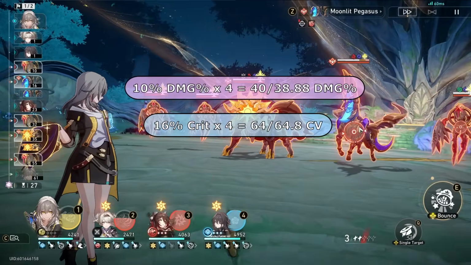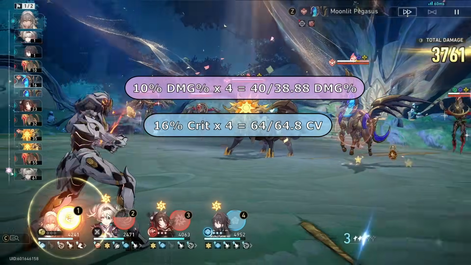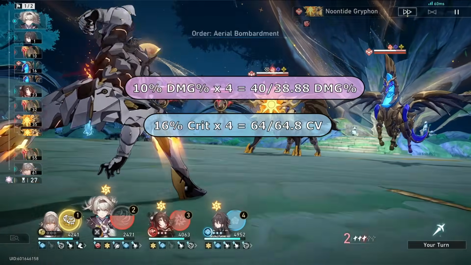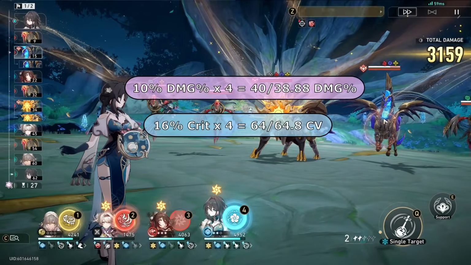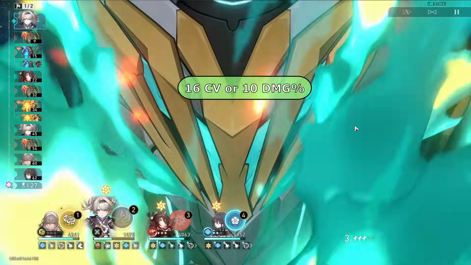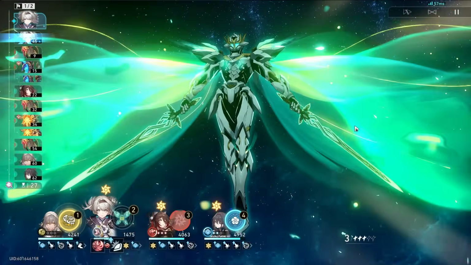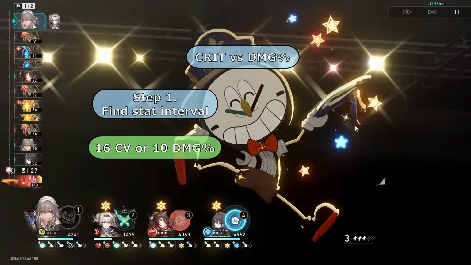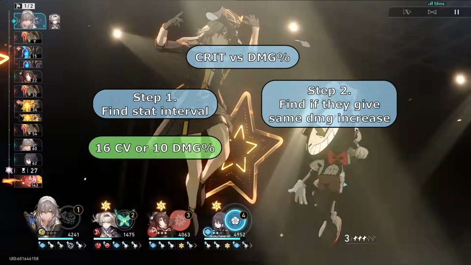As you can see, the values do line up, where the main stats are around 4 times as much as the 2-piece bonuses, which gives us a consistent unit to measure by, that being 16 crit value and 10% damage bonus. So we now know a consistent value to measure by, but do they give the same damage increase?